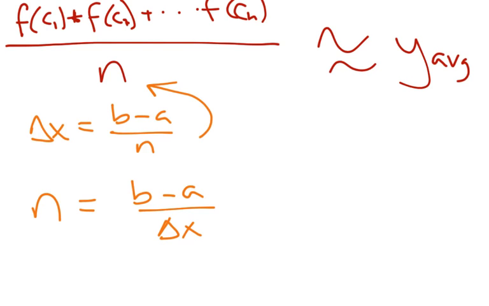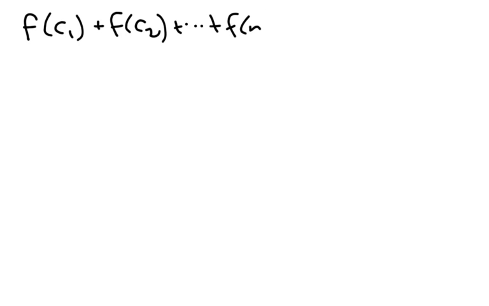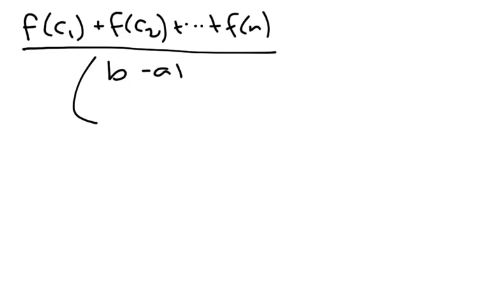And so we're going to substitute that back into that expression over there. So let me get a whole new page here. So I have f of c sub 1 plus f of c sub 2 plus dot dot dot plus f of c sub n, divided by b minus a over delta x.